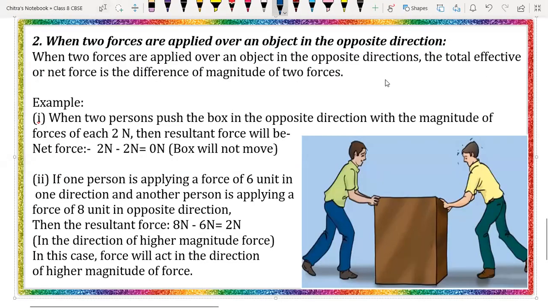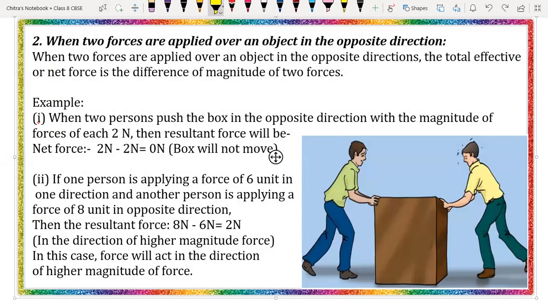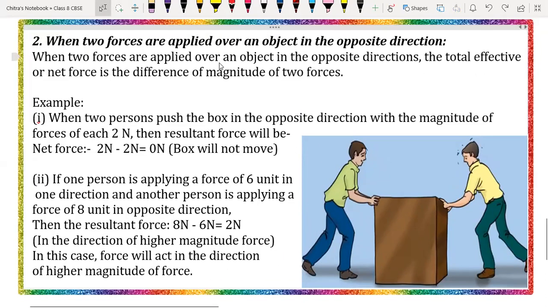Now we are going to discuss the second condition. The second condition says when two forces are applied on the same object, but the direction is different. Let's discuss from here.